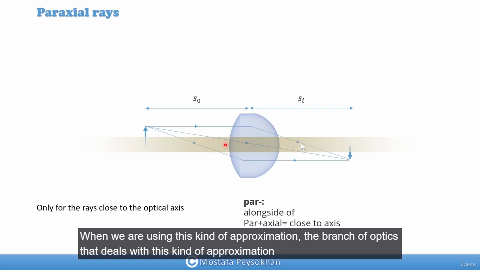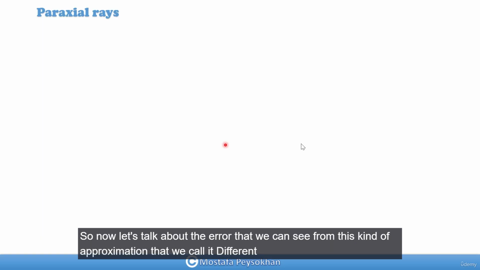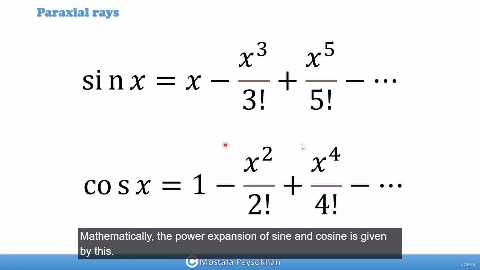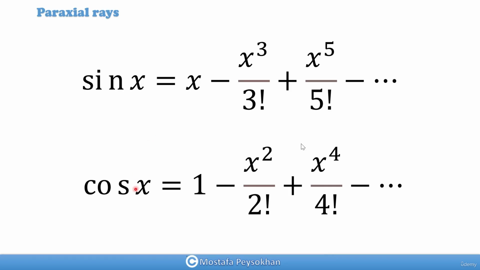The branch of optics that deals with this kind of approximation is called Gaussian optics, which deals with the beams that are pretty close to the optical axis. So now let's talk about the error that we can see from this kind of approximation, which we call different kinds of aberration. Mathematically, the power expansion of sine and cosine is given by this, which is a Taylor expansion of sine and cosine.